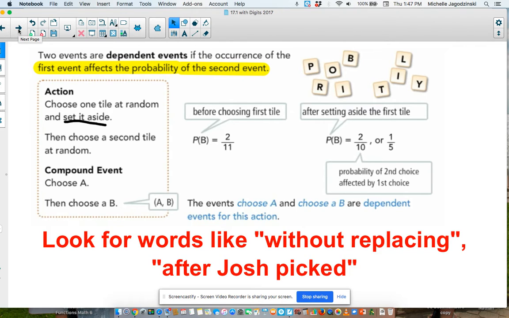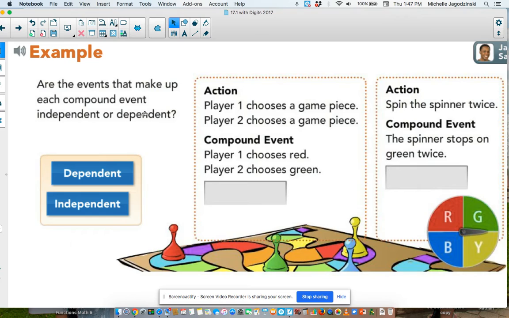So let's take a look at an example. And we want to look at these actions and decide if it's independent or if it is dependent. And so we'll start with action number 1. The action is player 1 chooses a game piece, and then player 2 gets to choose a game piece. So you're playing a board game with your family, and your sister picks the blue pawn. And so then it's your turn and you choose the red pawn. Did your sister's choice have an impact on what you are going to choose to use to play this game? And the correct answer is it does. So this one is dependent, and I'm just going to put the letter D for dependent.